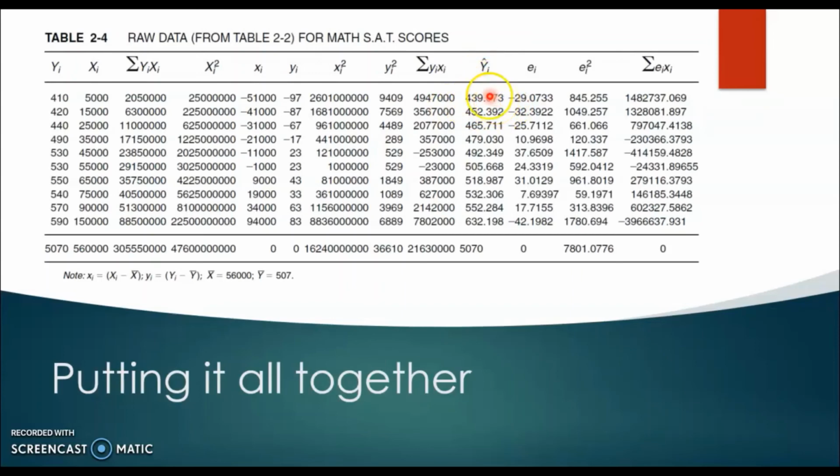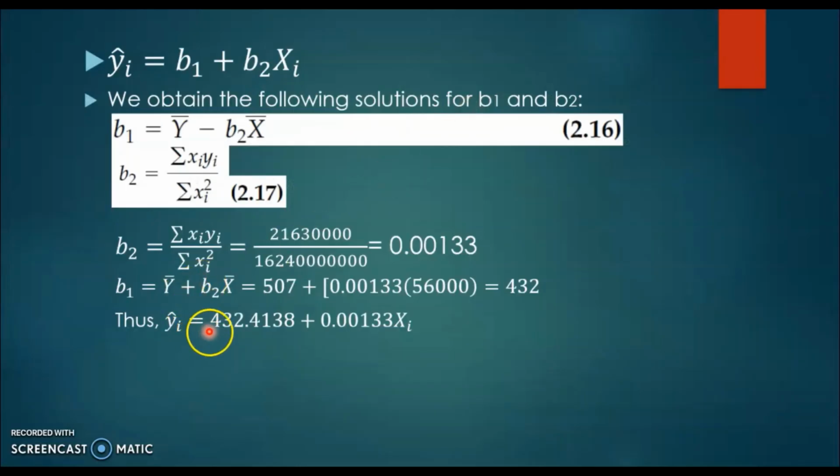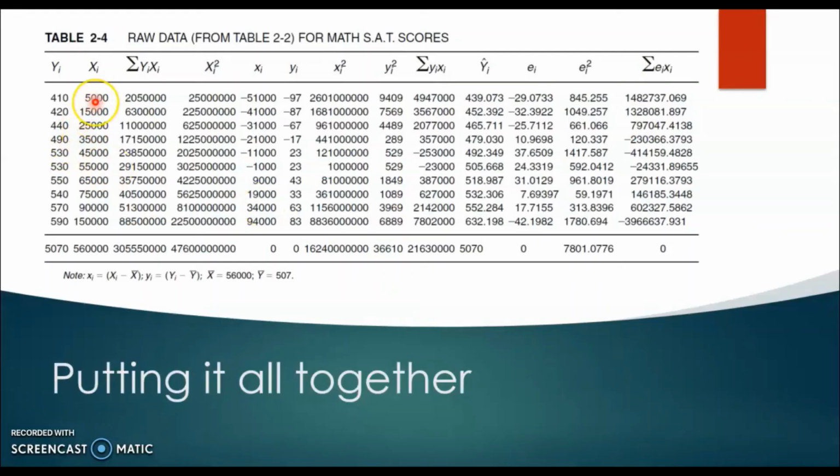This means that in order to get the predicted value of y for observation 1, all that we have to do is add 432.4138 plus 0.00133 times the specific value for x for observation 1, in this case 5,000. If you follow that formula, you will get around the same figure as we have here, 439.073. But of course, as I said before, if you use longer decimal points, then it will be much closer to this.